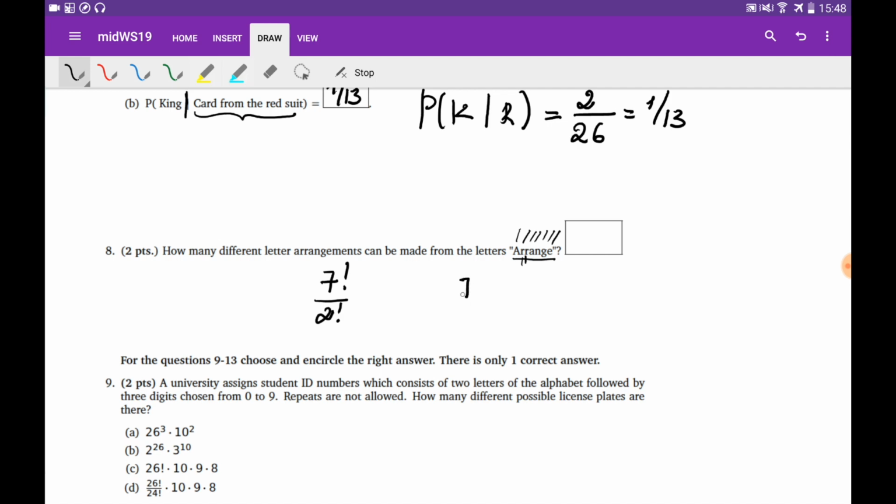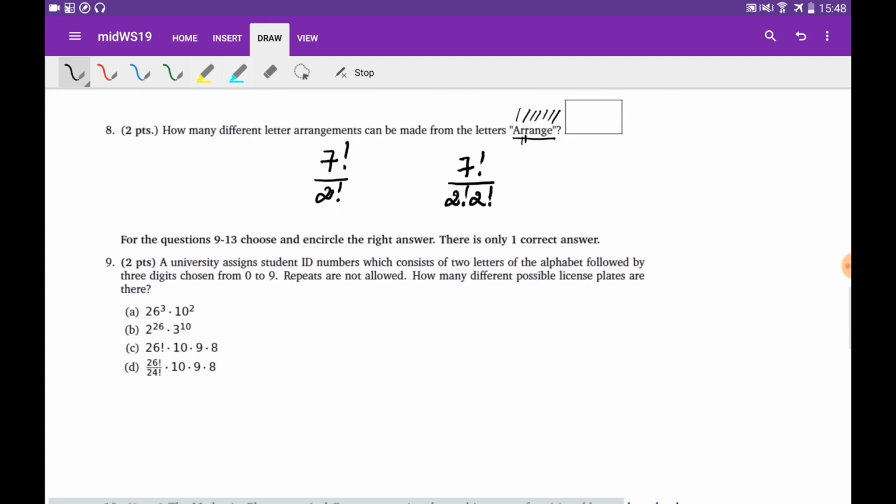If you consider them as equal, then you have to divide this by the 2 factorials additionally. So both of the answers are going to be considered as correct.